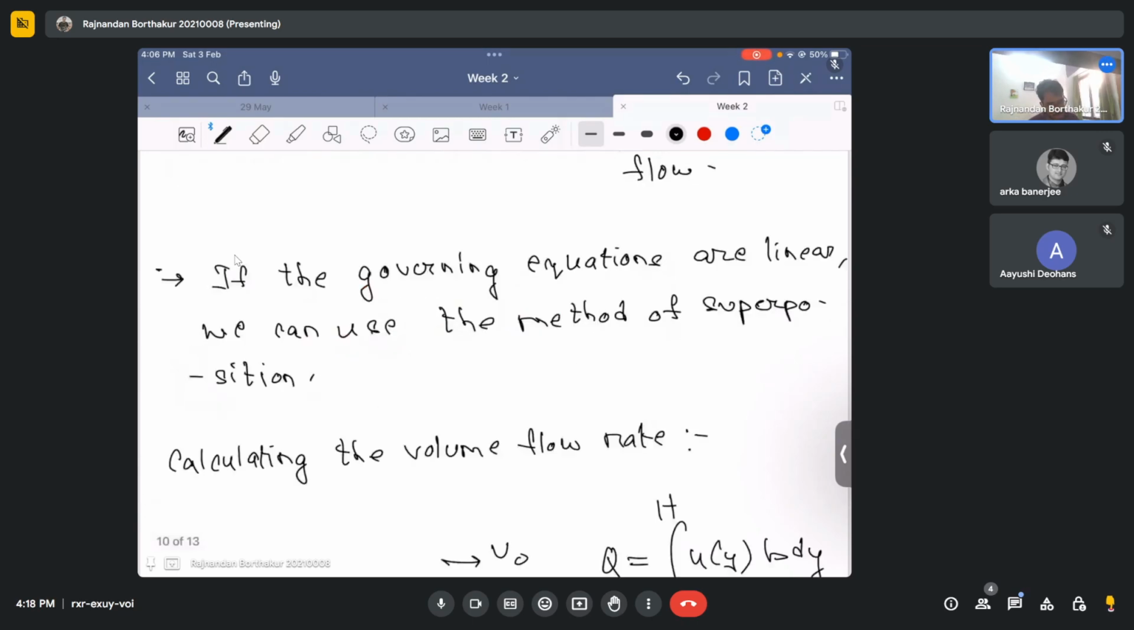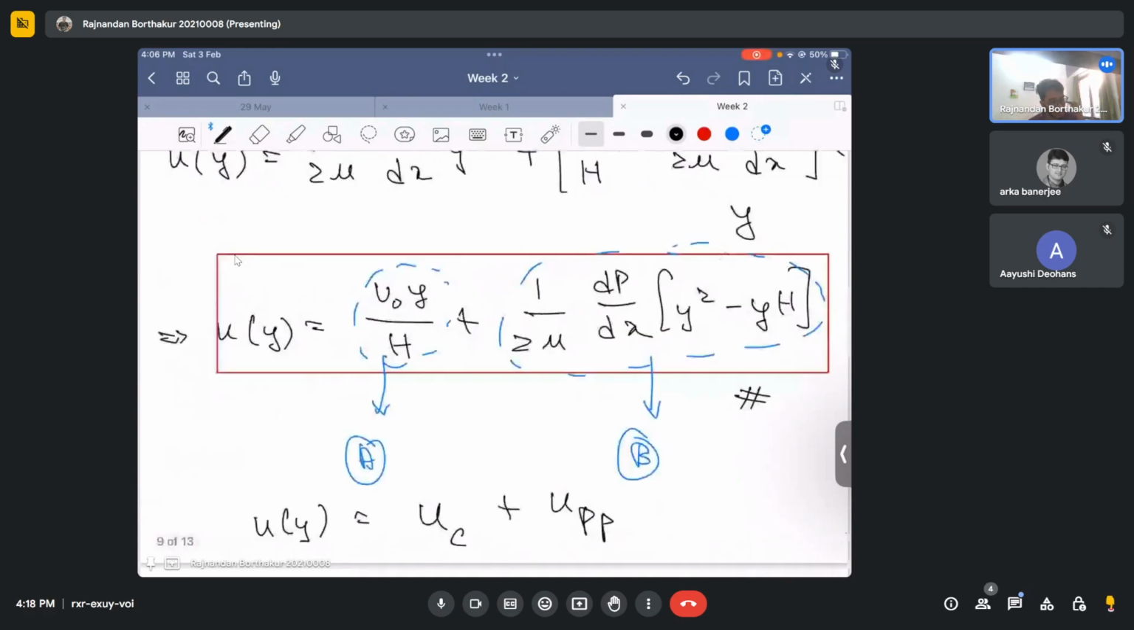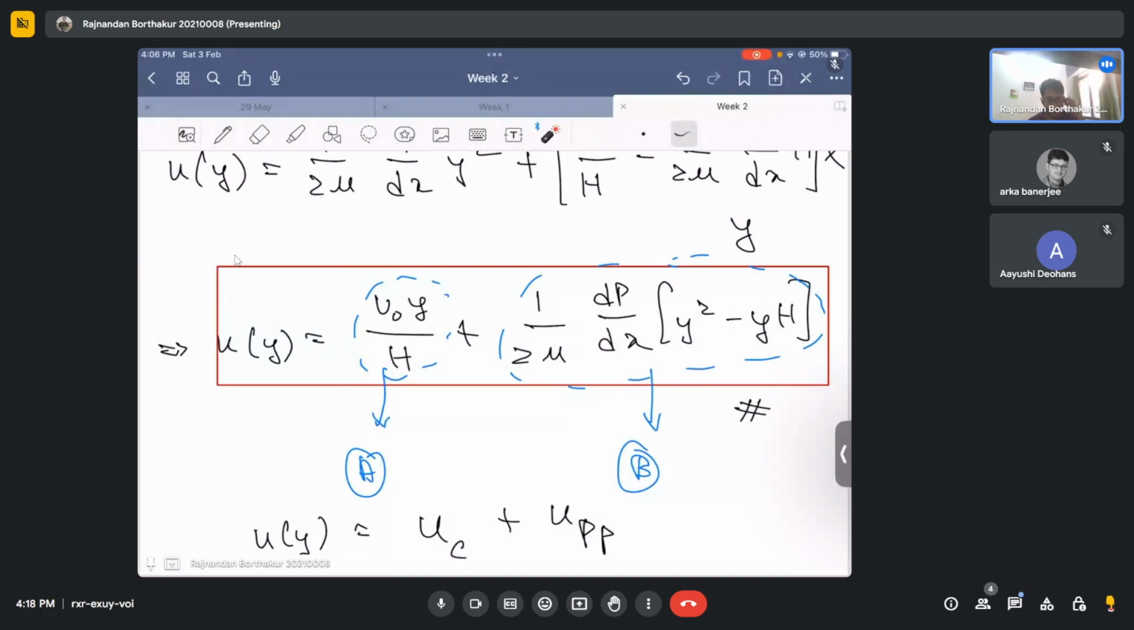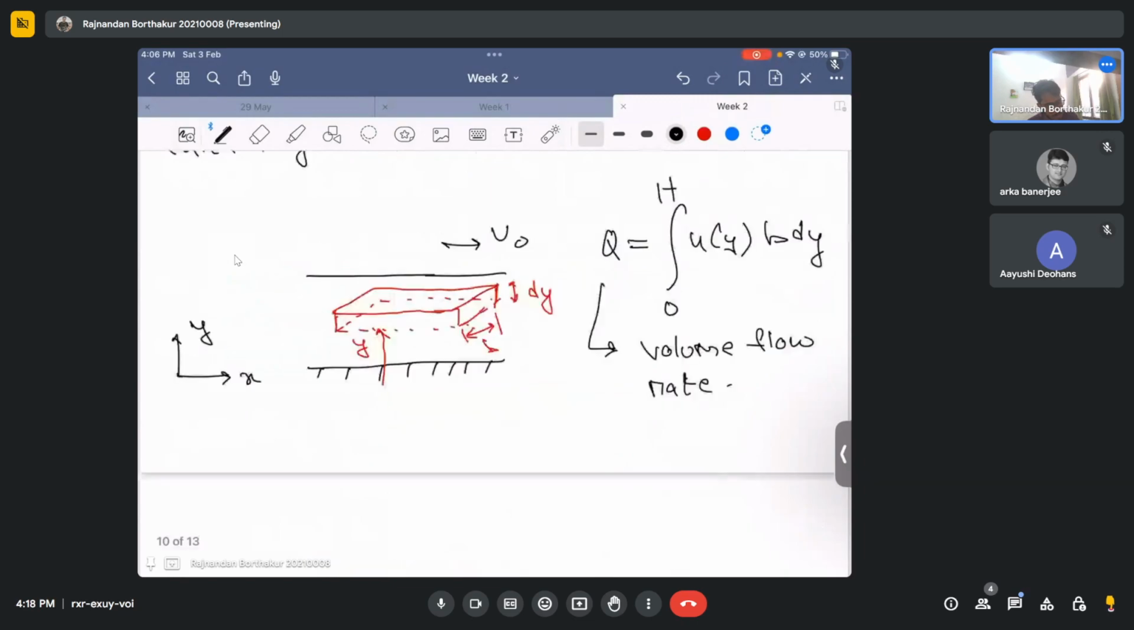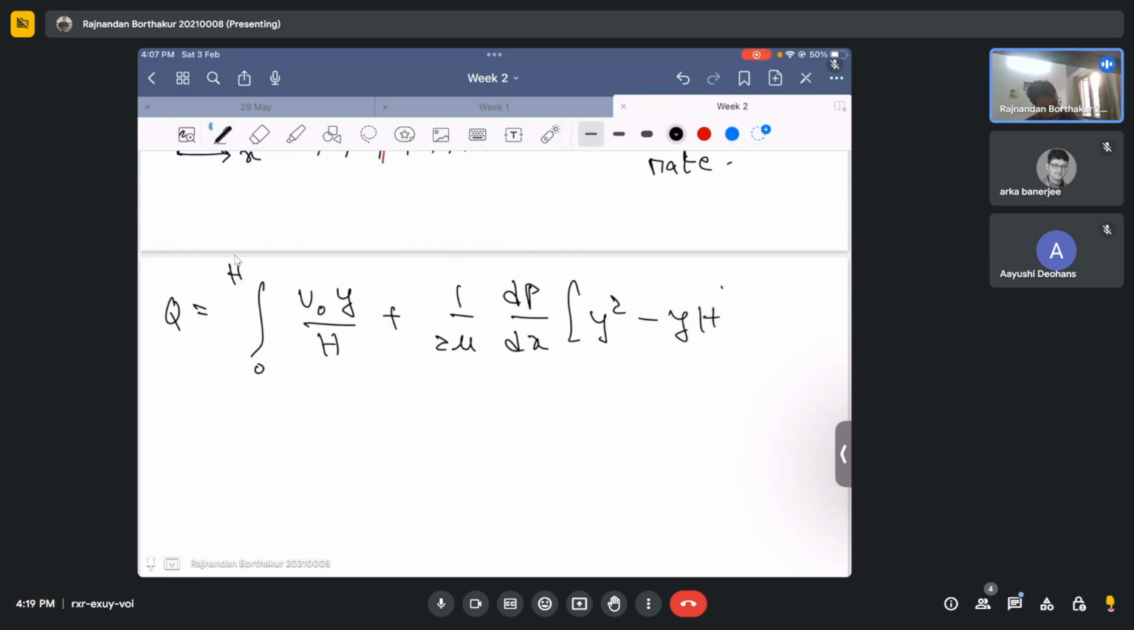Now we know the expression of u of y. We just need to do this calculation. So let's do some math as well. We just need to substitute this u of y and then integrate. So what would this Q look like? Q would be the integral of u of y, and u of y looks something like this: u naught y by h, if I'm not wrong, plus 1 upon 2 mu dp dx into y square minus yh, and of course this is u of y.